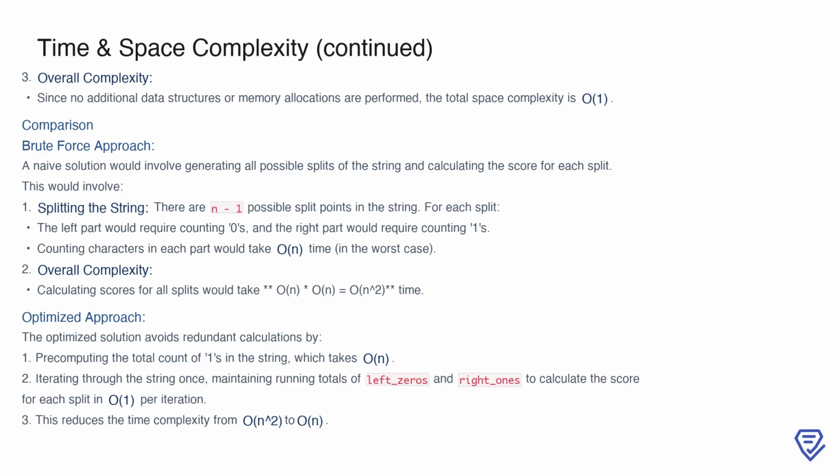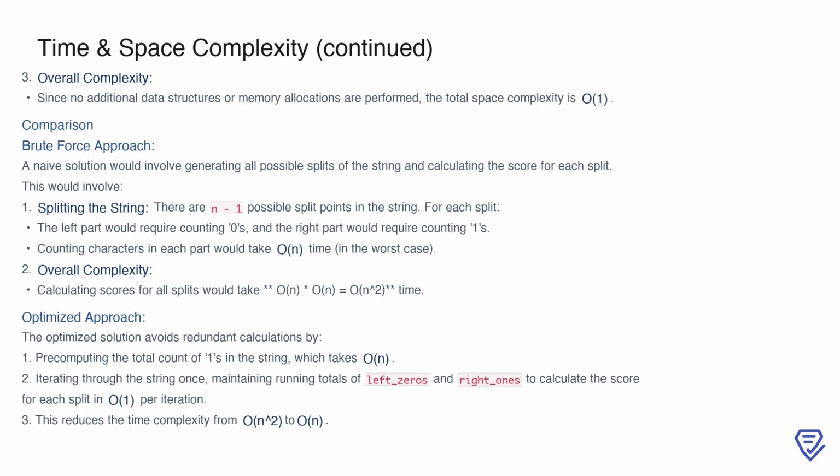Now, let's compare this optimized approach with a brute force solution. In a naive method, we would generate all possible splits of the string, which would involve n-1 split points. For each split, we'd count the zeros in the left part and the ones in the right part. In the worst case, these counting operations would take O(n) for each split. Since there are n-1 splits, this results in an overall time complexity of O(n) * O(n) = O(n^2).